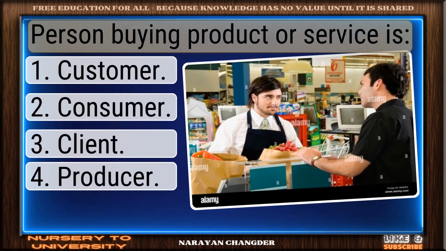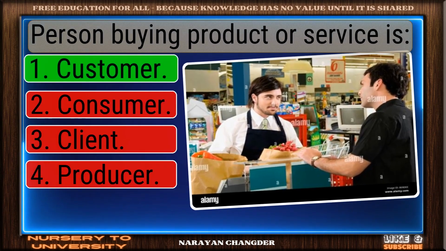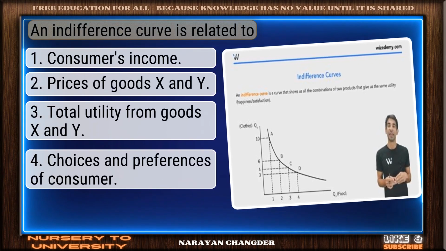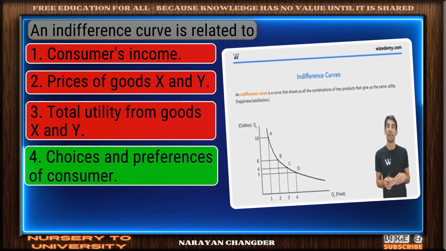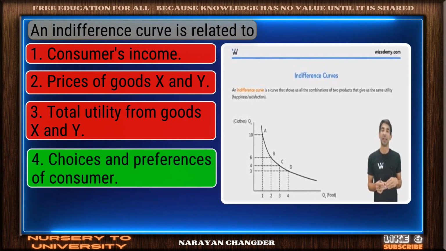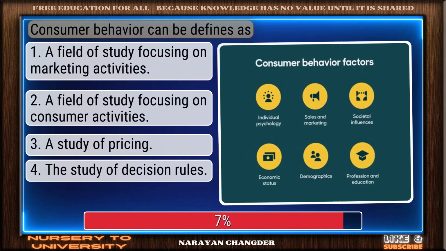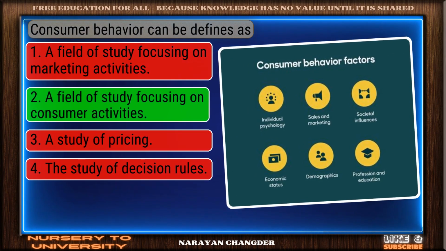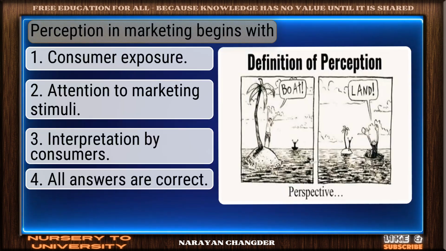Person buying product or services. Valid point. Customer is true. An indifference curve is related to. Exactly. Choices and preferences of consumer make sense, and it is right choice. Consumer behavior can be defined as? You chose a field of study focusing on consumer activities, and it is correct.